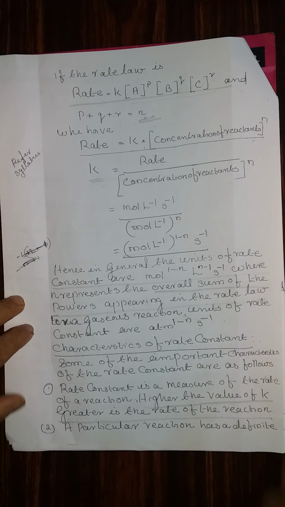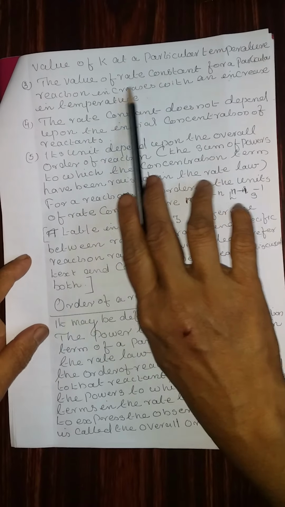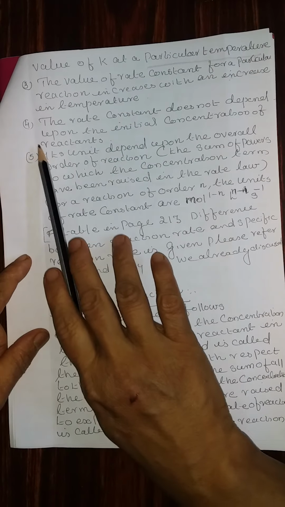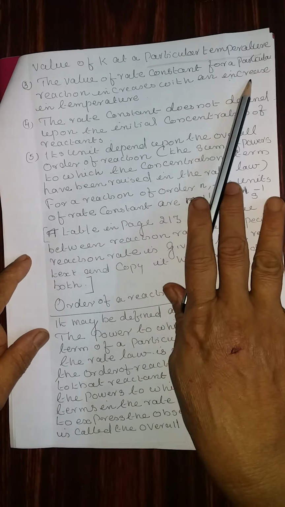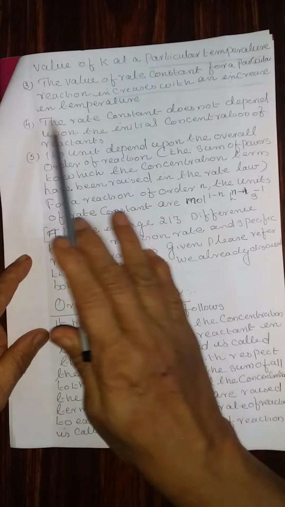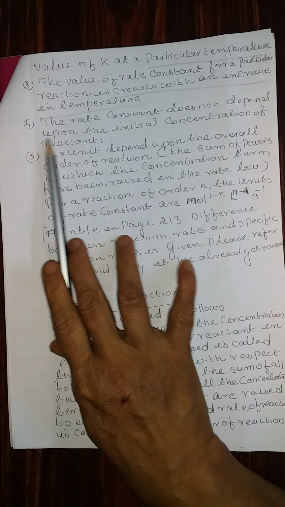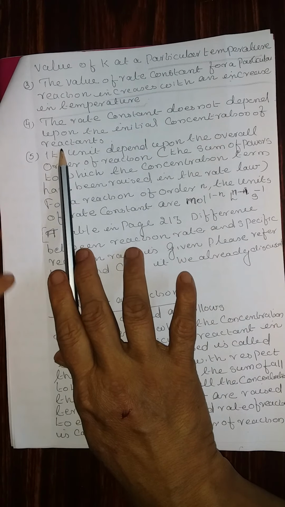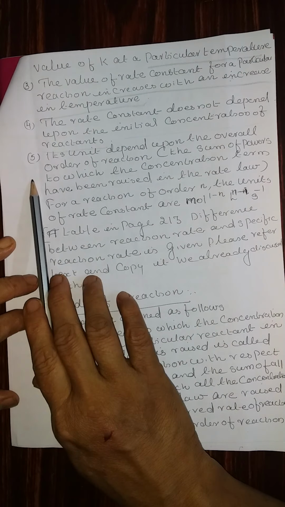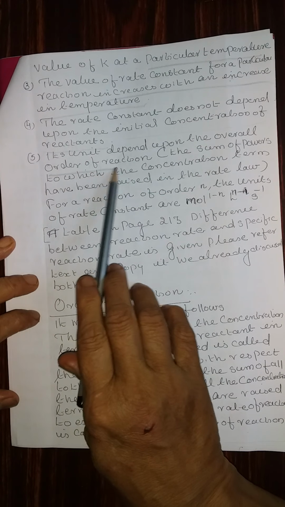2. A particular reaction has a definite value of k at a particular temperature. And again, a fill in the blank question. 3. The value of rate constant for a particular reaction increases with increase in temperature. Another fill in the blank question. 4th one: the rate constant does not depend upon the initial concentration of the reactants. 5th one: its unit depends upon the overall order of the reaction.